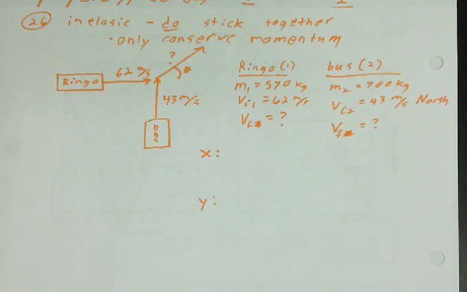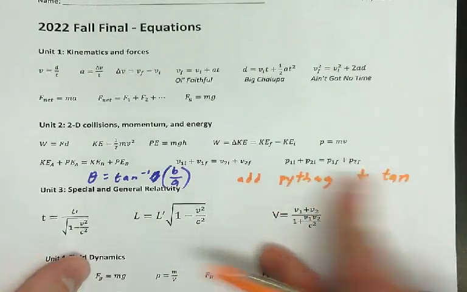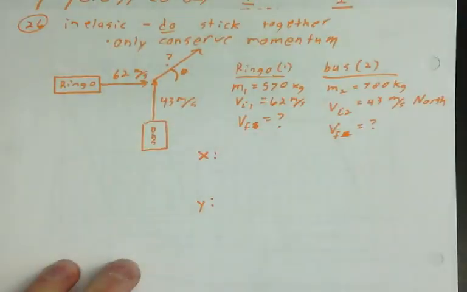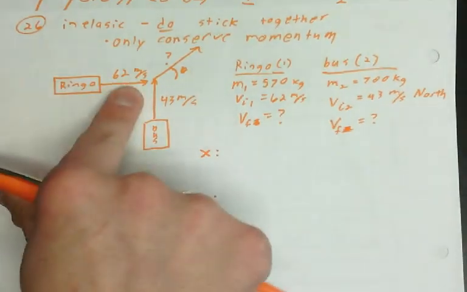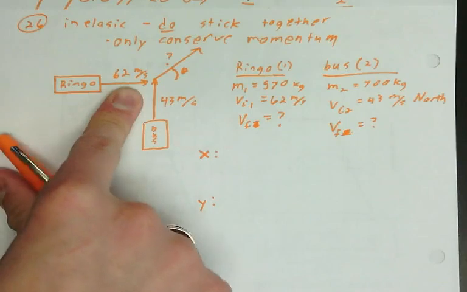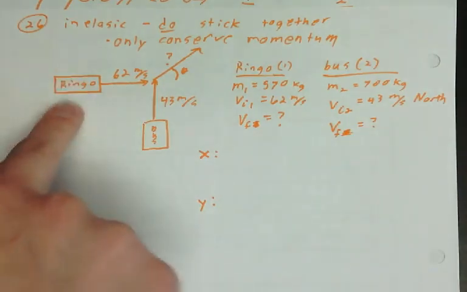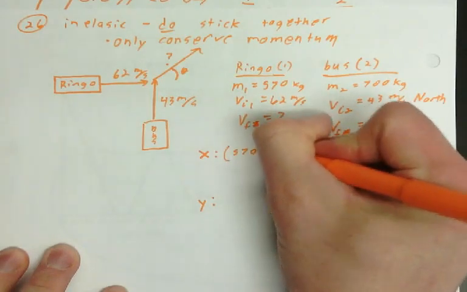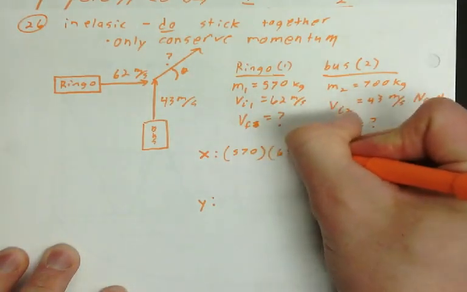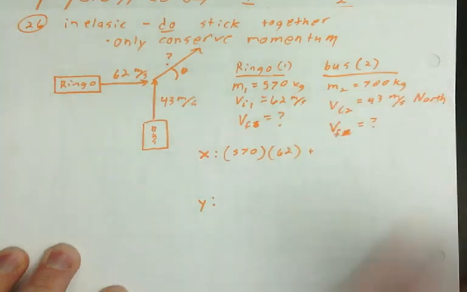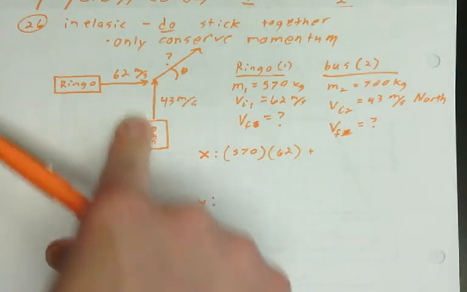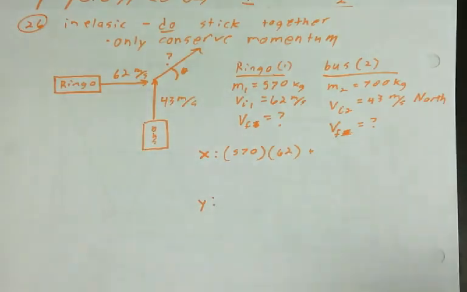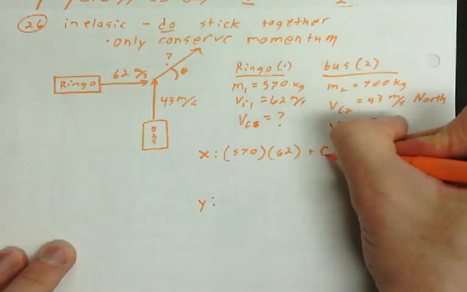Okay, x. We're using this equation, P1i plus P2i equals P1f plus P2f. For this in the x direction, I'm only using x-direction things. That's it. So for Ringo, that is going to be mass times velocity, plus, now I'm going to do the bus. But the bus is in the y direction only. So the momentum in the x direction for the bus is 0.